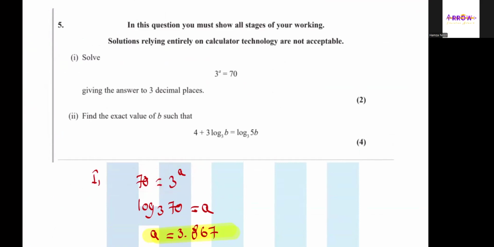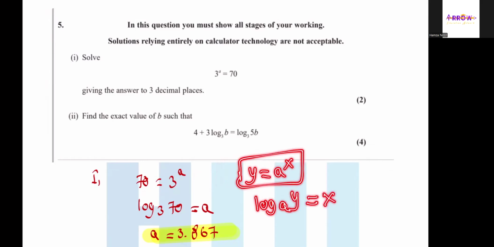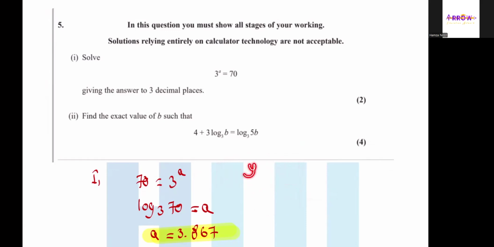It's easier to just make a comparison that y is equal to a raised to the power of x. So a becomes the base of the logarithmic form. A is the base of the index form, which becomes the base of the logarithmic form. So log with base a argument y is equal to x. Basically, this x in the power becomes the subject. So 3 is the base of the index form, and this will become the base of the logarithmic form. So log with base 3 argument 70 is equal to a, and therefore a is equal to 3.867. We need to give our answer correct to 3 dp over here.